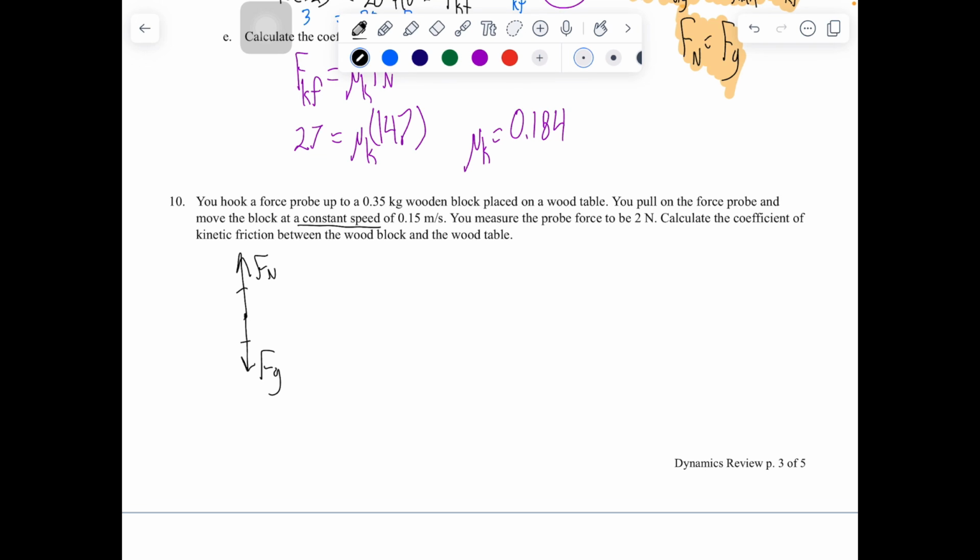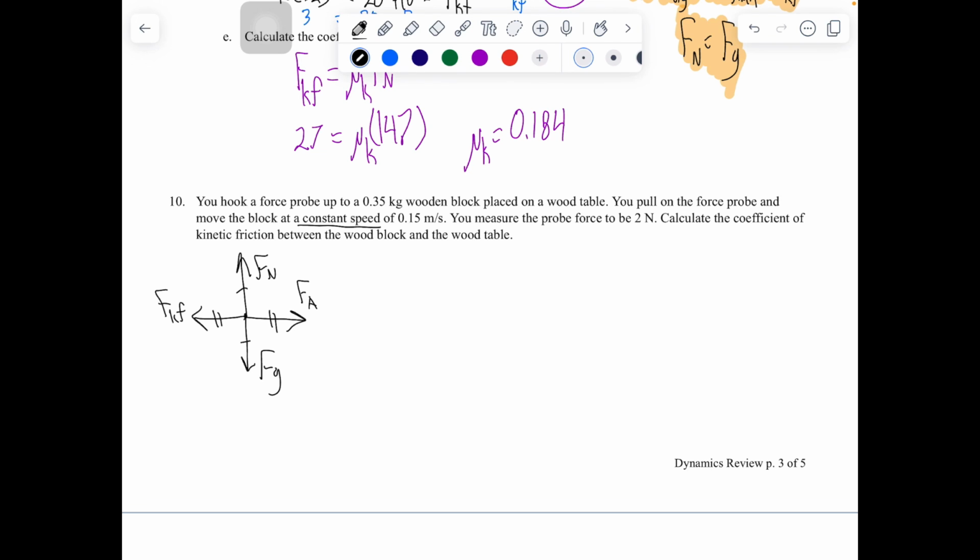And then we'd say, okay, we're pulling. So there's some applied force. And we know there's some friction. And our applied force and friction must be balanced. Again, we know that because of the constant speed. So applied force is equal to friction.